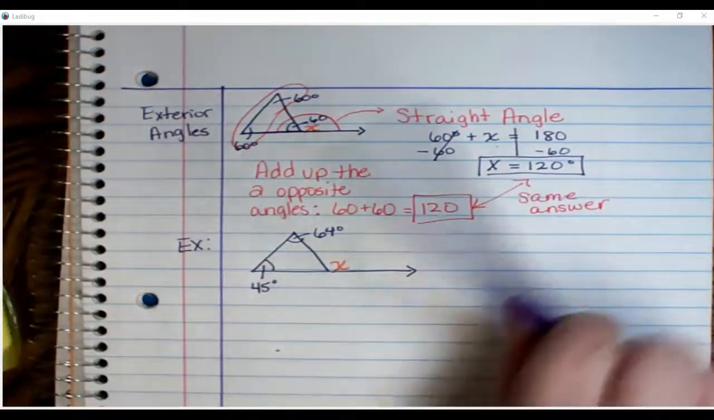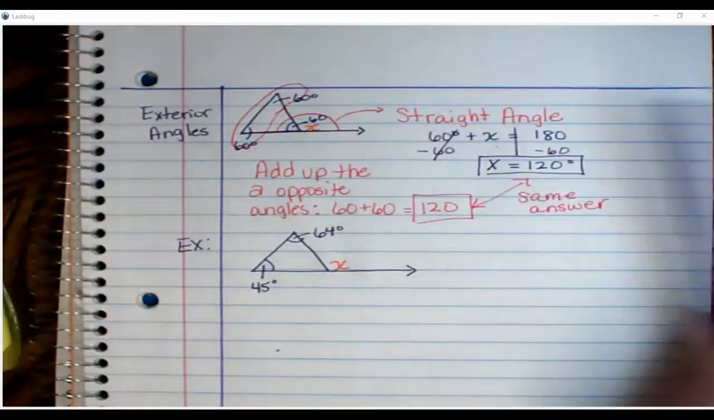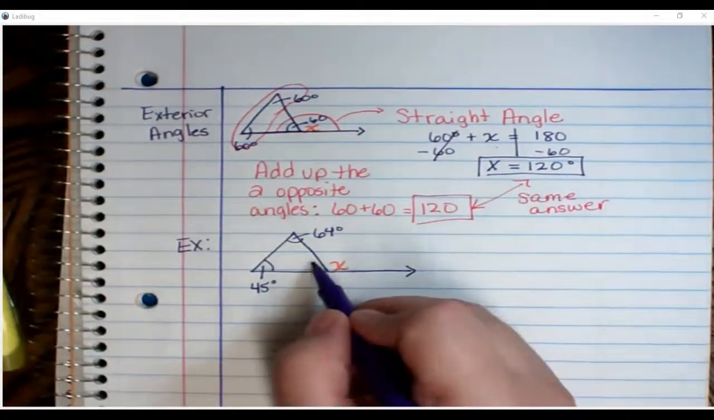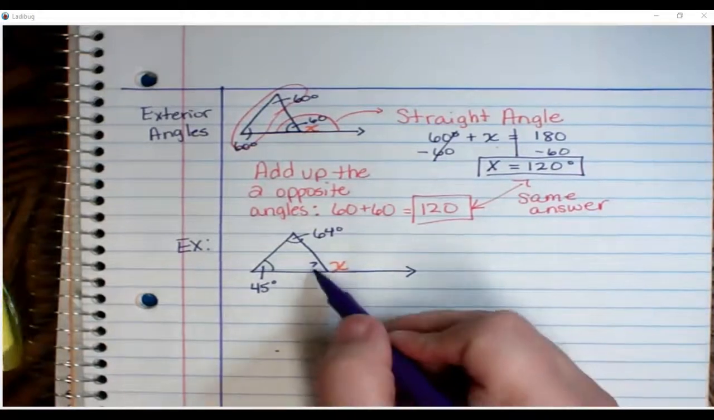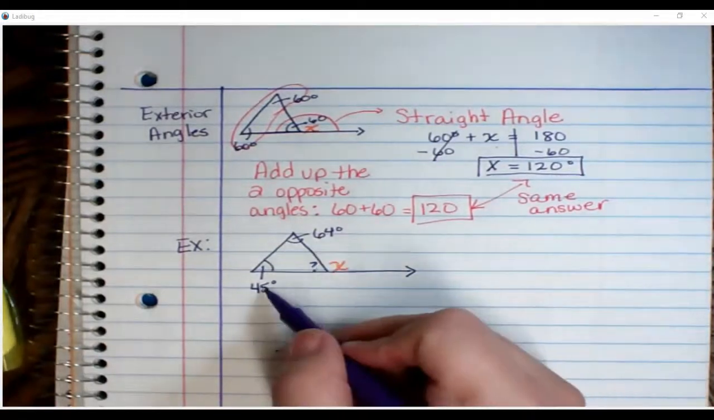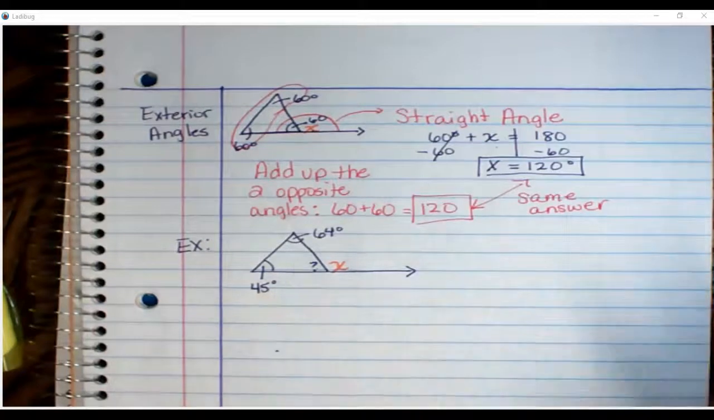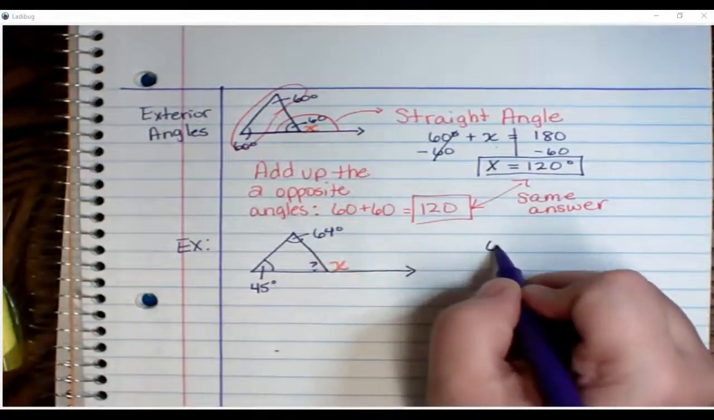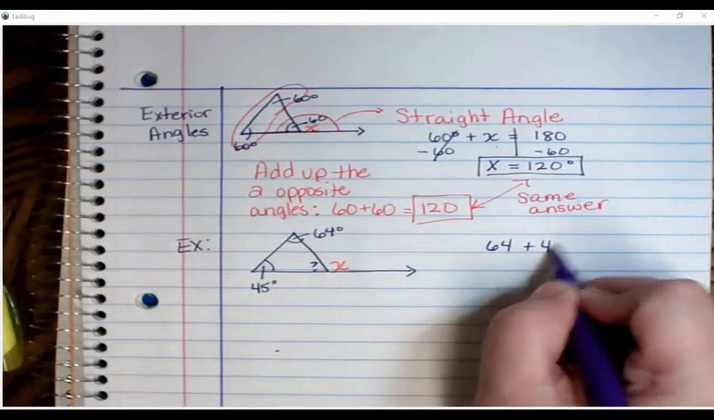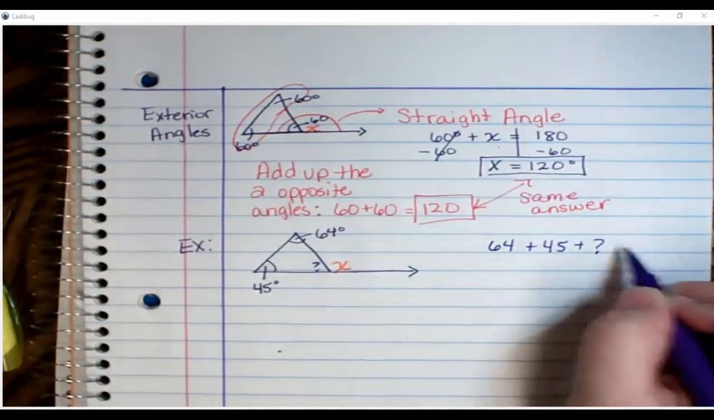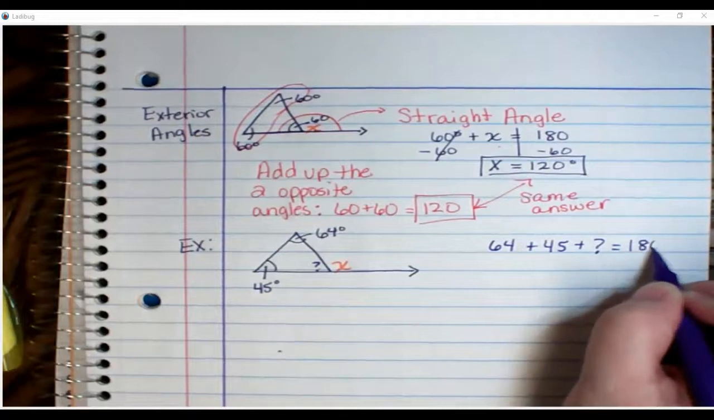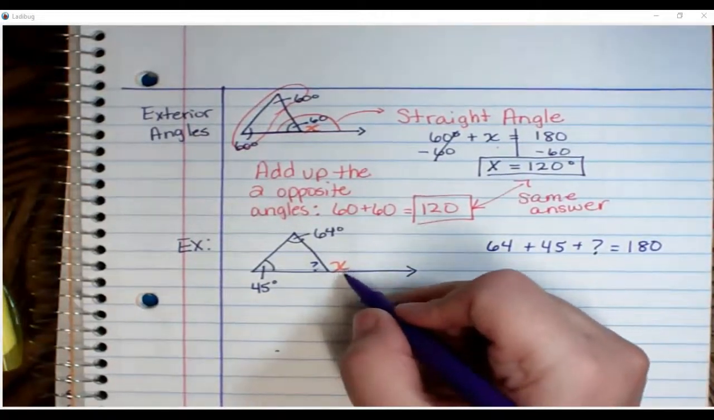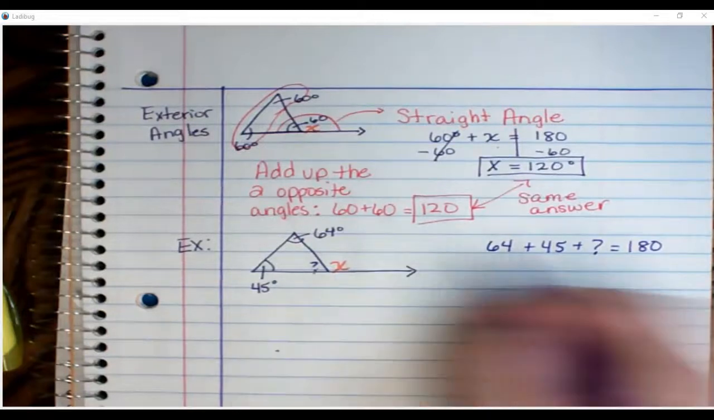Well, again, I can use both of these strategies to figure that out. If I don't know this, I can put a question mark right there. And I know this angle plus 64 plus 45 has to equal what? 180 degrees. That's how many degrees are in a triangle. So 64 plus 45 plus, I don't know what that is, equals 180. I'm not using X because X is already here for this angle. I could put another variable if I want, or I can leave a question mark.